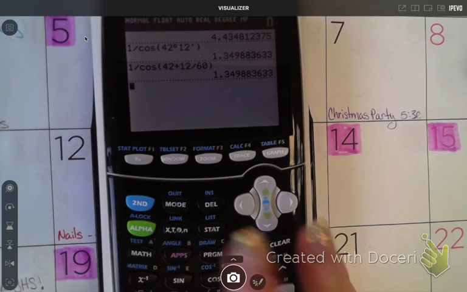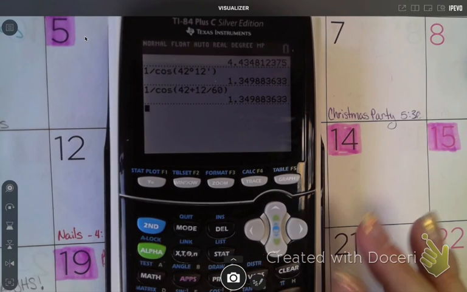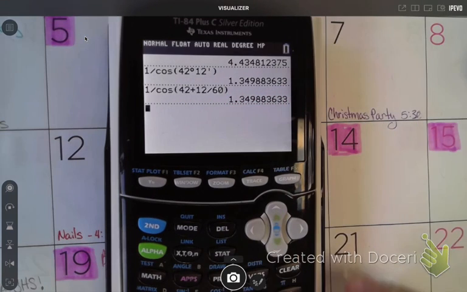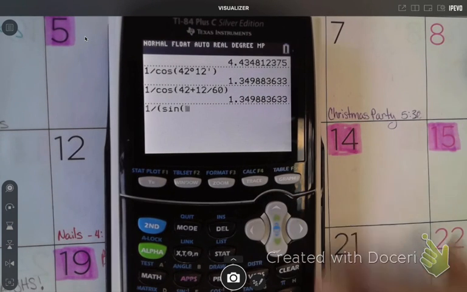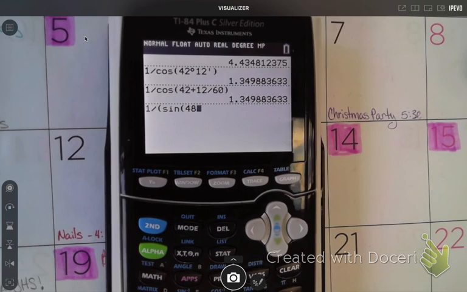Okay, so how do I do this? Somebody want to tell me? I got it. Okay, tell me. What do I type in? If your first thing is cosine, you definitely did it wrong. Elena, what did you say? 1 divided by sine. It is sine. Parentheses 48 plus 7 divided by 60 parentheses.